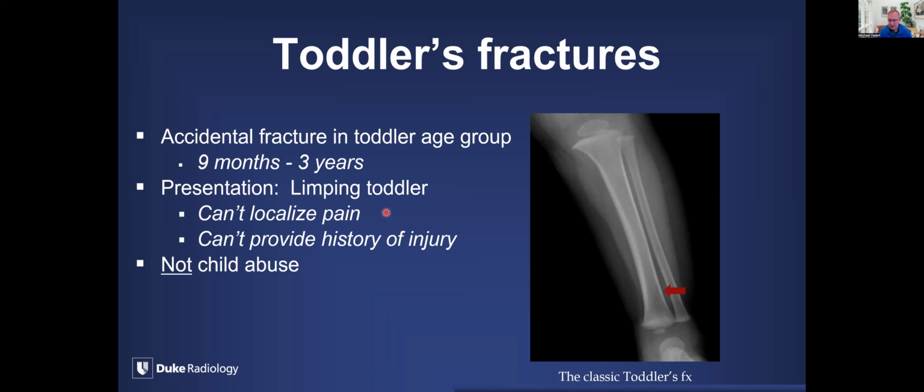In our example here, these are pretty subtle, so we need to know where to look. You can just barely see an obliquely oriented lucency within the distal tibial diametaphysis. So that actually involves both the diaphysis and the metaphysis. So we look there in the distal tibia. That's the classic toddler's fracture.